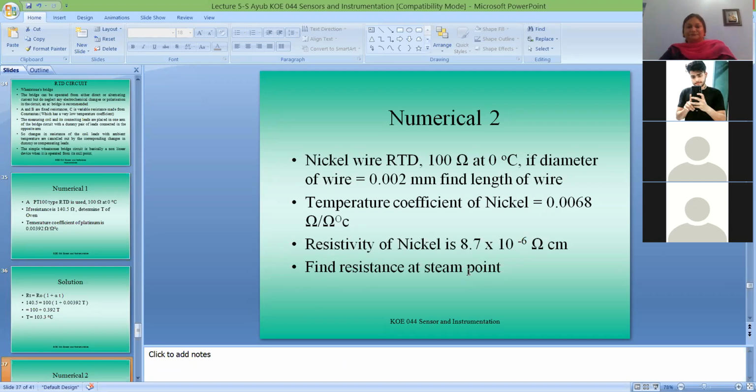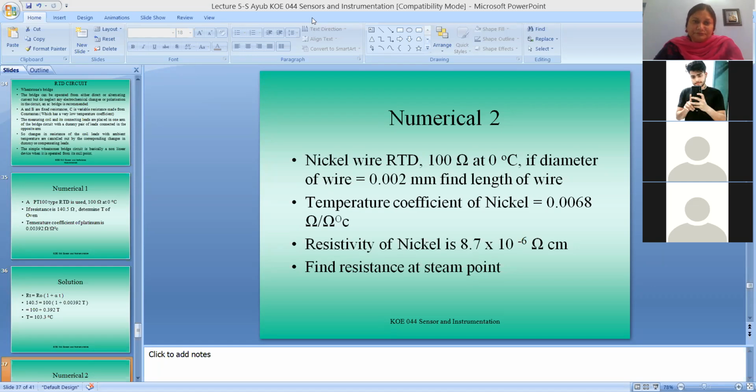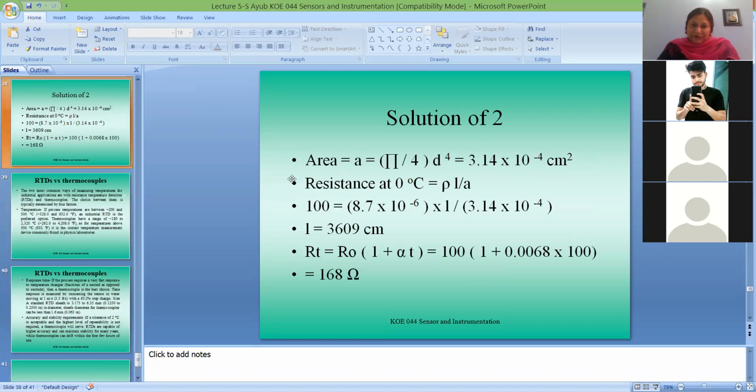So can anybody tell me the steps? What is asked? Ma'am, first of all we will apply the formula for resistance, R equal to rho L by A. Then we will put in the area, pi R squared. Yes, very good. Then ma'am, RT will come out, then we will put it in the earlier formula. Excellent, very good. Who answered this? Ma'am, Prince. Prince, very good.